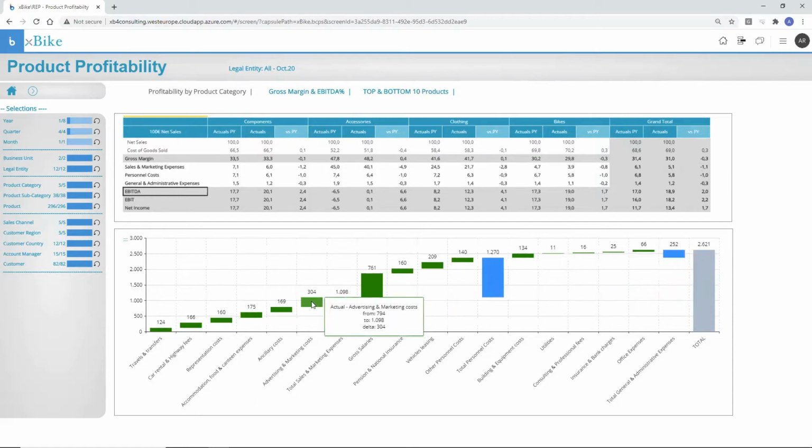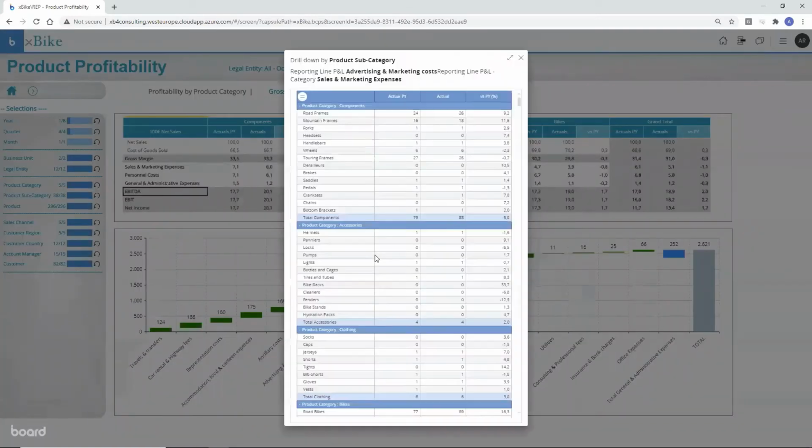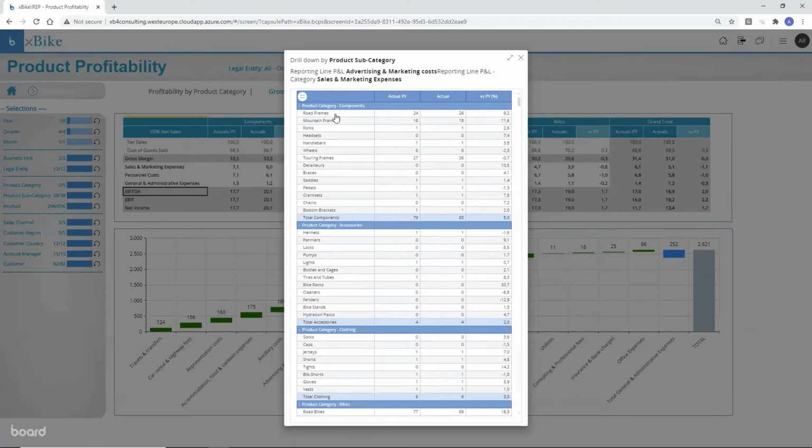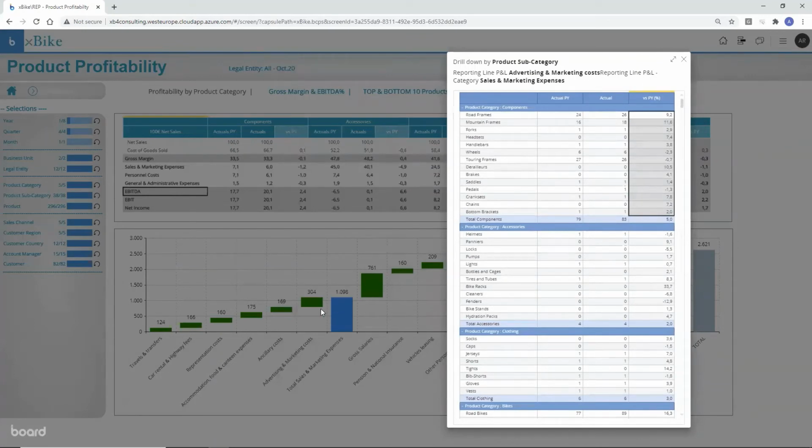What I can do also is drill down, for instance, on this line to see the details by product category, components, accessories, clothing, bags, and I can also open to see the full detail by also product subcategories, actuals previous year, actuals, and the variance. So in this case, I am really able to make the analysis of my advertising expenses by product category, by product, and to make the comparison versus previous year to see on which products I'm spending more or less money.